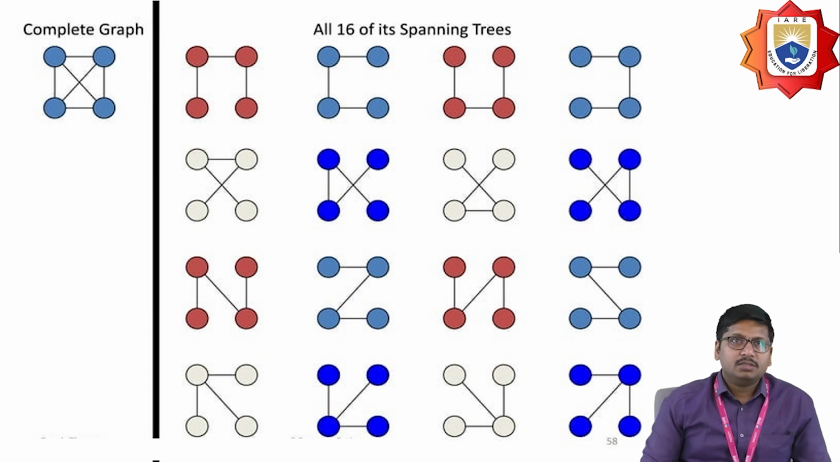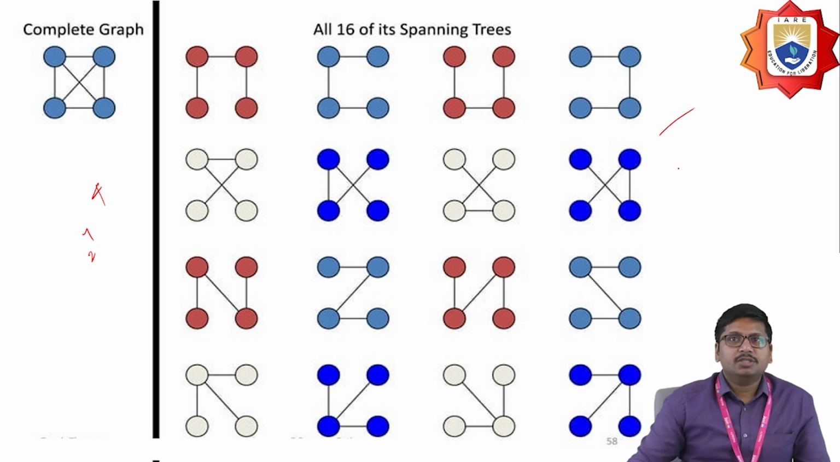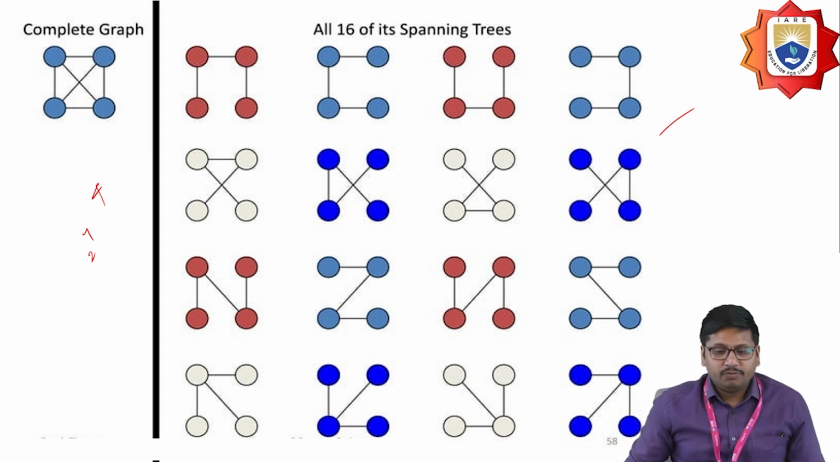So if you look at this, there are 4 vertices here. So that's why 2 power 4, that should be 16. So there should be 16 possible subtrees that can be drawn from the complete graph. So 1, 2, 3, 4, and 0, here also 1, 2, 3, 4, total is 16 possibilities I am able to get.